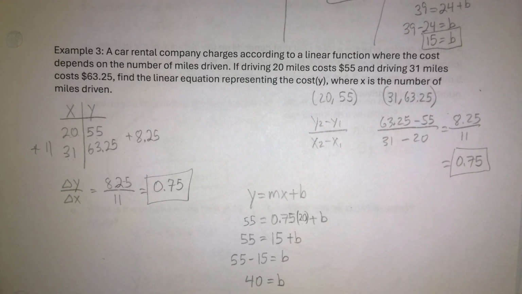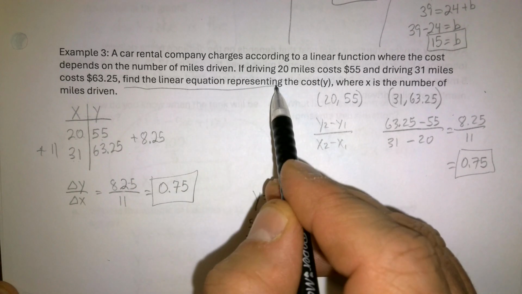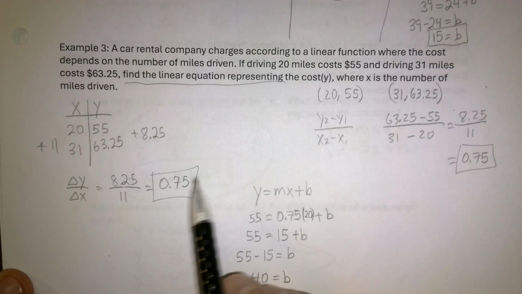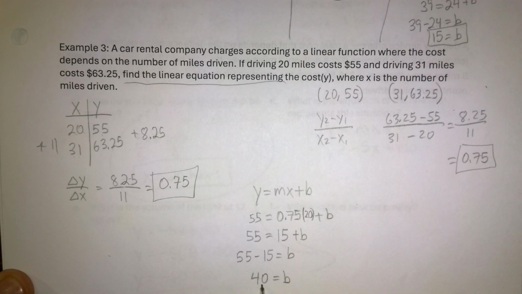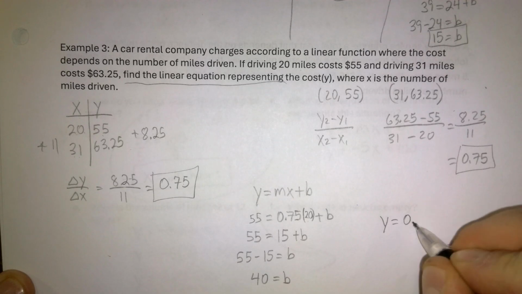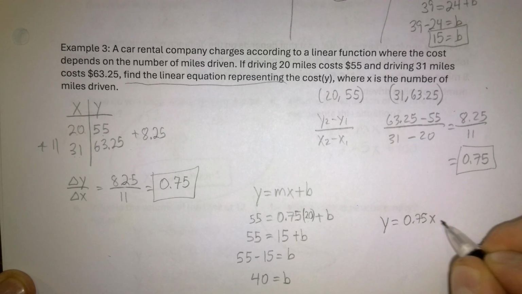Now, the goal here is we want to find a linear equation that represents this situation. And so now that we know the rate of change and the start value, we should be able to do that. So y equals 0.75, that's our rate of change, x plus 40.